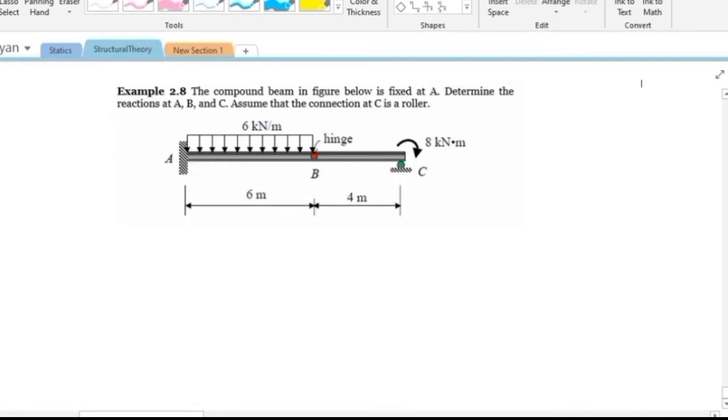The compound beam in the figure below is fixed at A. Determine the reactions at A, B, and C. Assume that the connection at C is a roller. So, yung gagawin natin dito is to isolate the members.